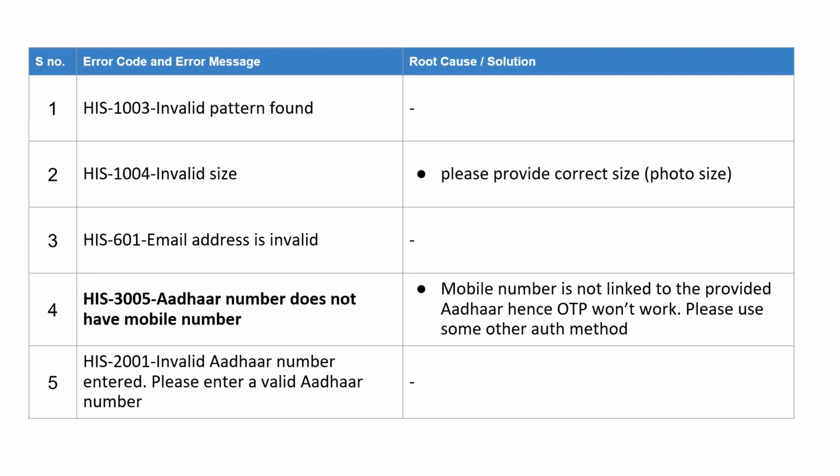Okay, apart from that, HIS 300 for Aadhaar number does not have a mobile number. Sometimes the user doesn't have a mobile number registered with the Aadhaar, so they call generate OTP of Aadhaar, and at that moment you get this issue. As per the description, invalid Aadhaar number, please enter the same Aadhaar number. You need to pass the encrypted Aadhaar number in that generate Aadhaar request.